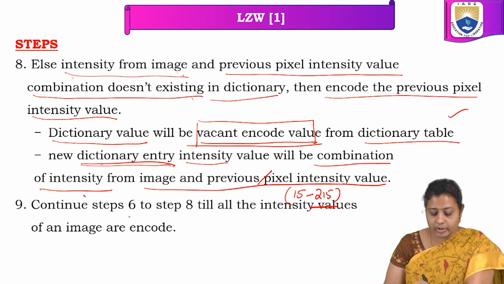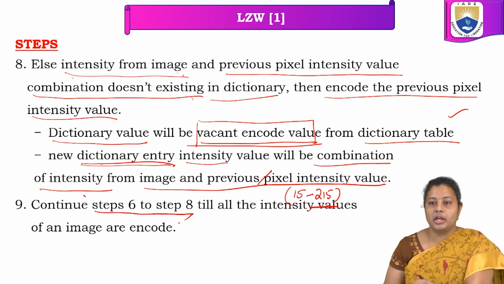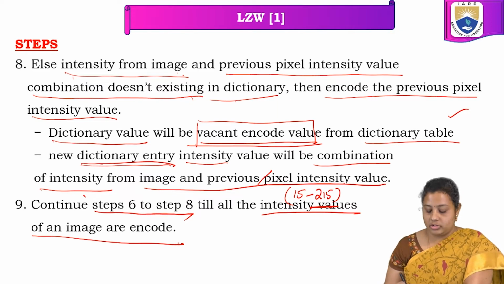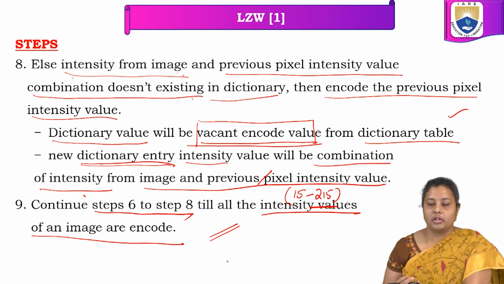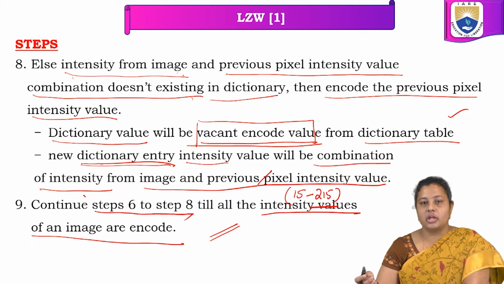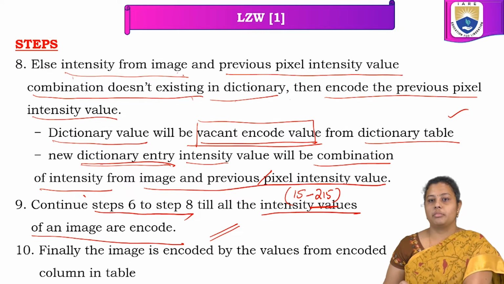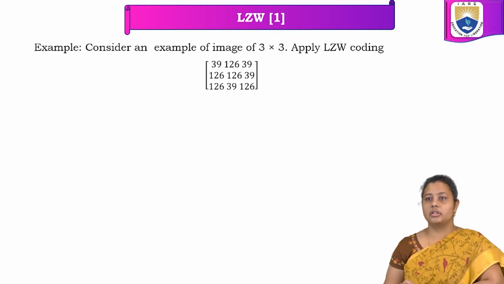Right now, what are we doing? We are continuing steps 6 to 8 till all the intensity values of the image are encoded. Right, so this is how we perform our LZW. First, we develop our dictionary, and then we take each and every pixel intensity value and check whether it is already existing in our dictionary. If it is not existing, that combination with my previous pixel intensity value, I'm going to give as a new dictionary entry, and we are going to give a new coded output, right? So let's see one small example and how this is happening.